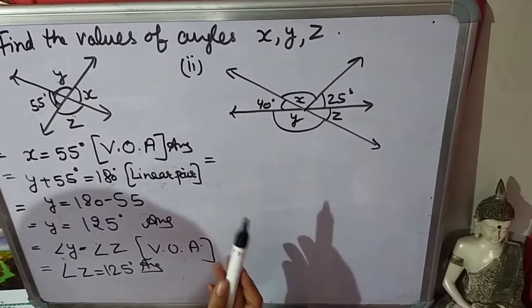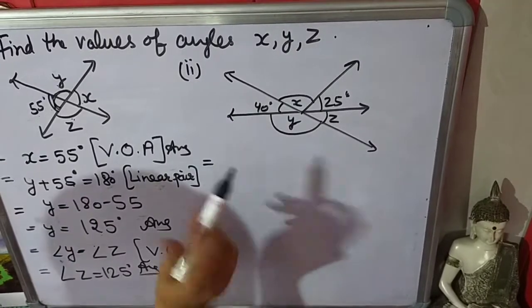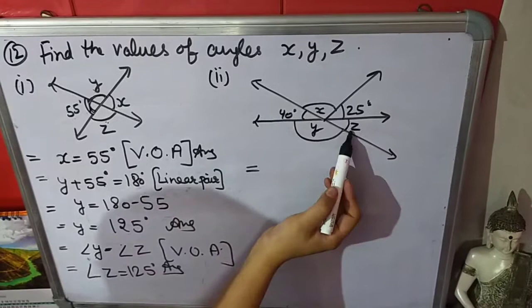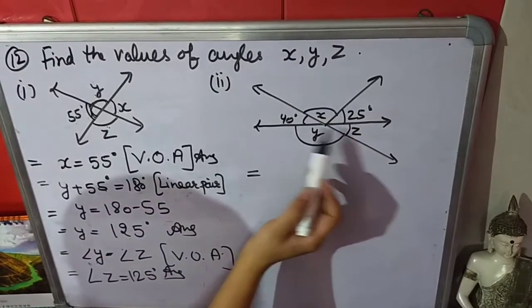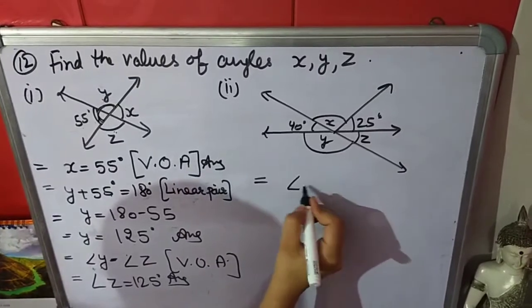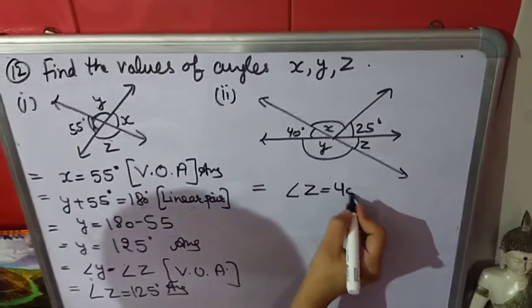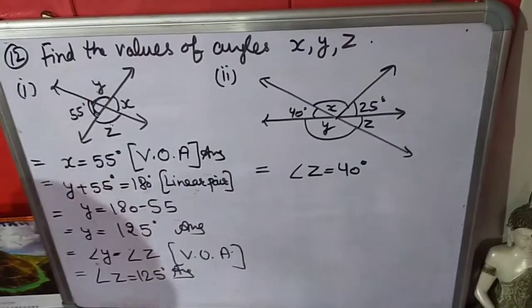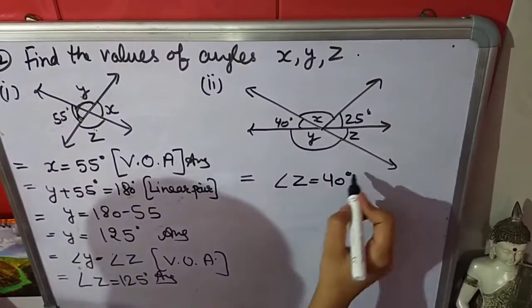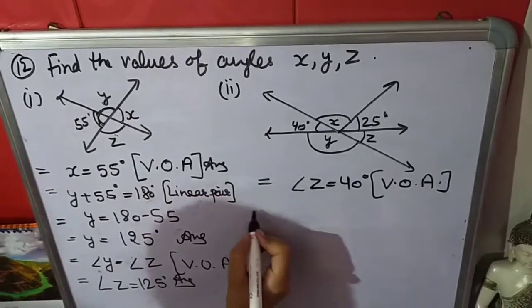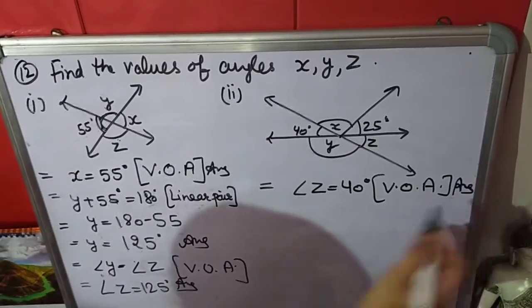Next, the second part. In this question, look here, 40 and z are both vertically opposite angles. So angle z is equal to 40 degrees because both are vertically opposite angles. We will write here vertically opposite angles. This is the first answer.